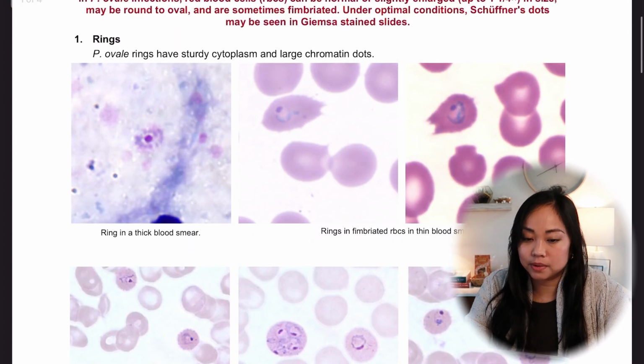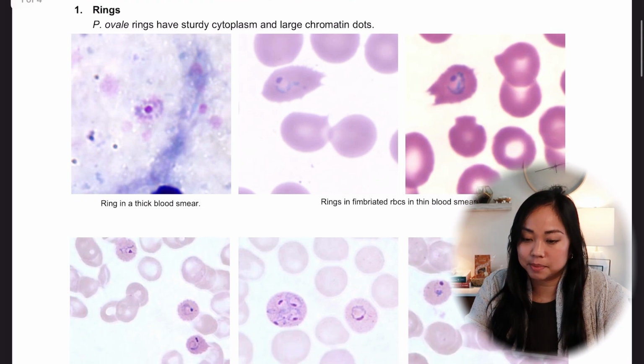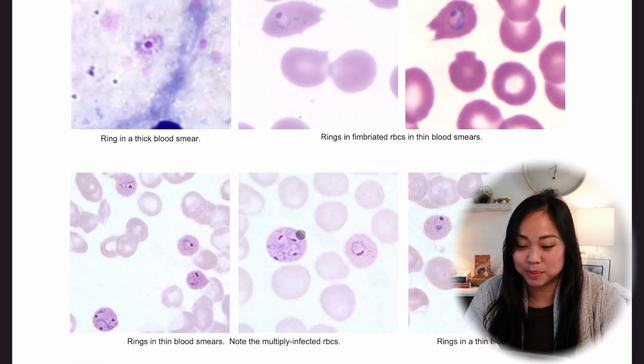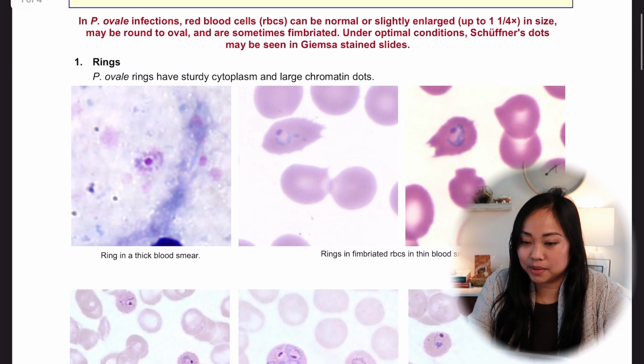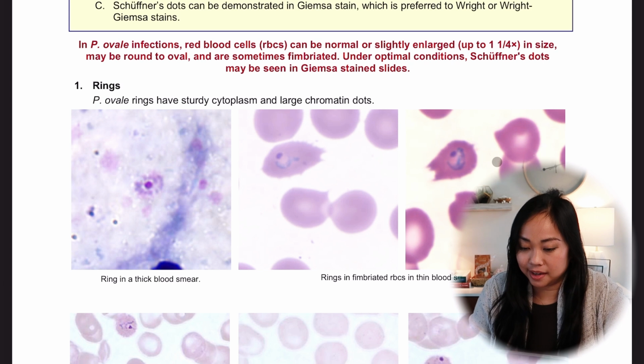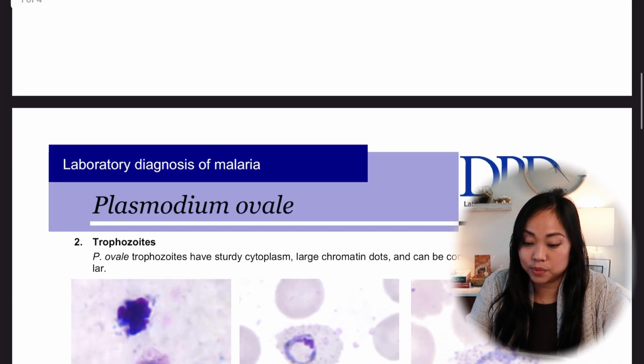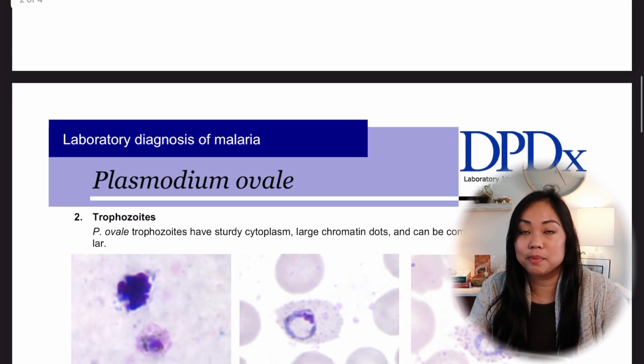As you can see, P. ovale rings have sturdy cytoplasm and large chromatin dots. There are multiple parasites in the RBC. There are multiple ring forms, and that really doesn't happen with the other ones. And fimbriated means there's a ripping around the cell, which we didn't see with Plasmodium falciparum and vivax.